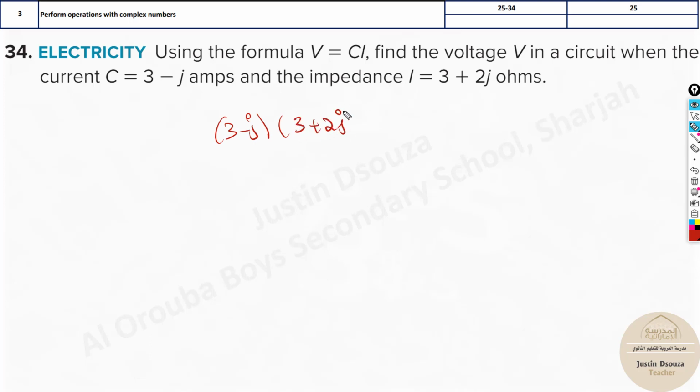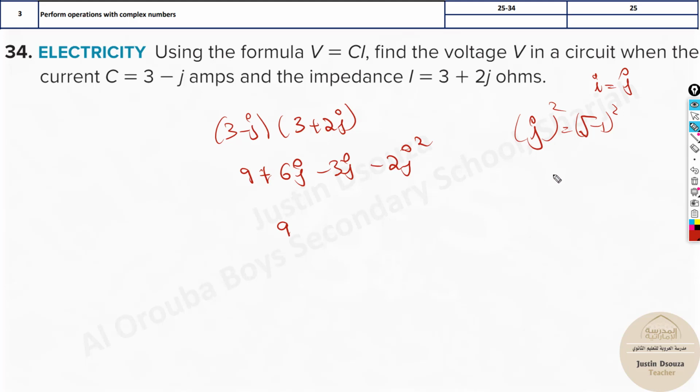3 plus 2j. Do the FOIL method. 3 times 3 is 9, plus 3 times 2 is 6j, minus 3j, and lastly minus 2j squared. Here, simplified. Now what happens? J, now we don't get confused. J is i. Now j in the sense of i, that is the root of -1. Square both sides. What happens? j squared equals -1.